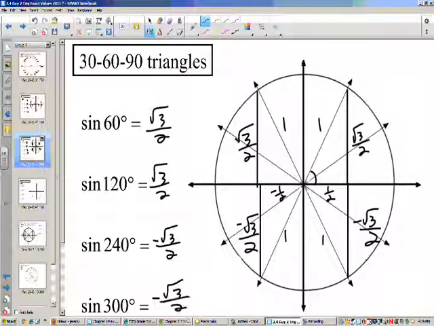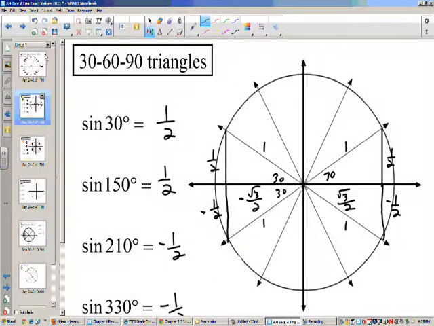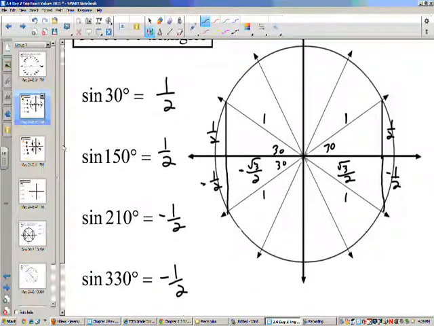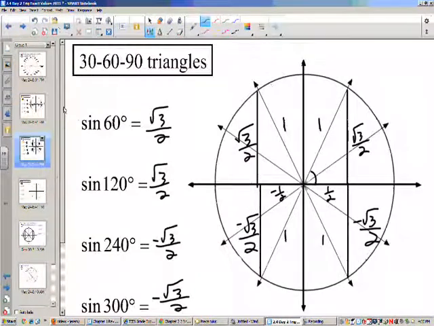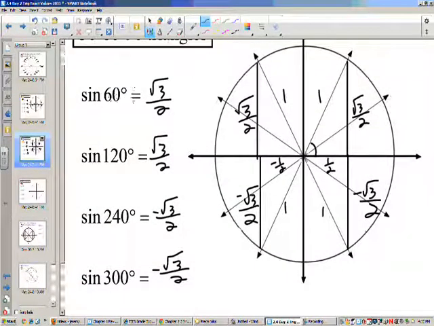So notice what's in common with the sines of all of the angles with a 30 degree reference angle. All of the values are the same, just the two down here are going to be negative. Same with the 60, 120, 240, and 300. All of these reference angles are 60 degrees. The numbers are all the same, just quadrants 3 and 4 have negative values.